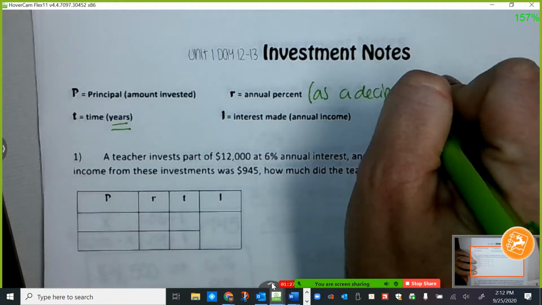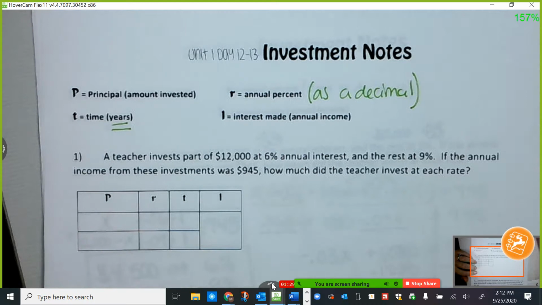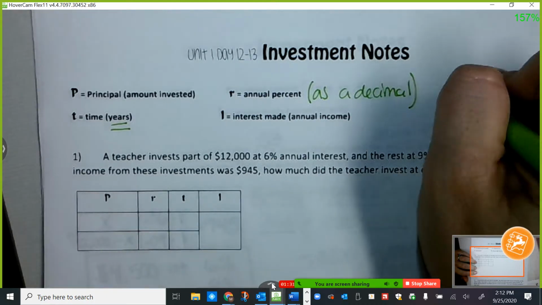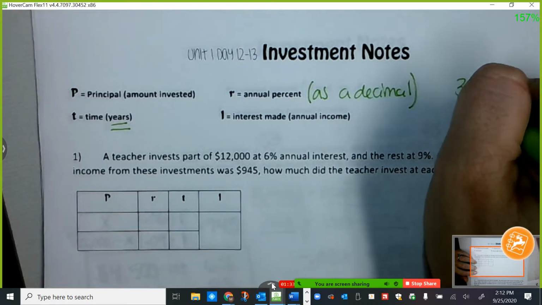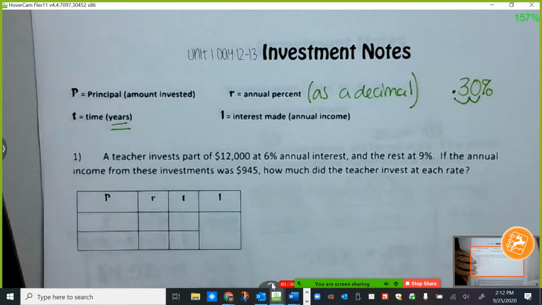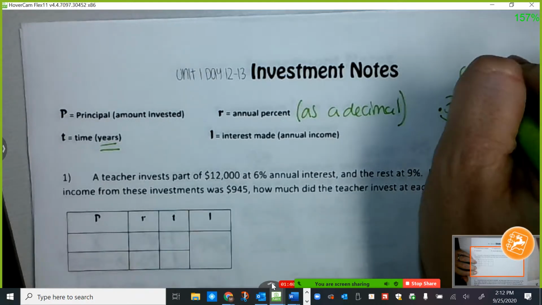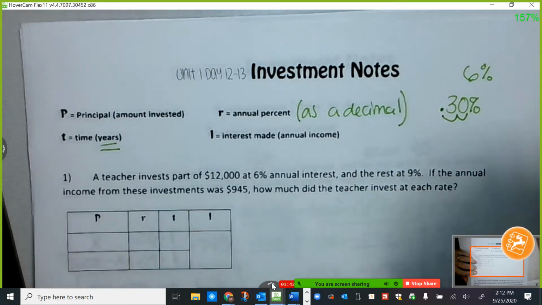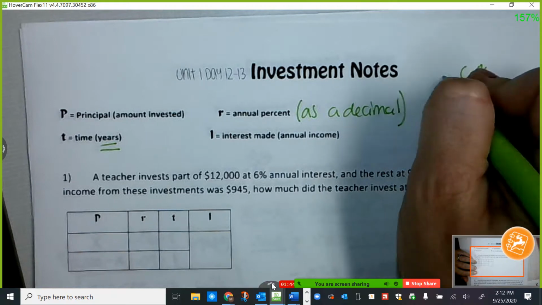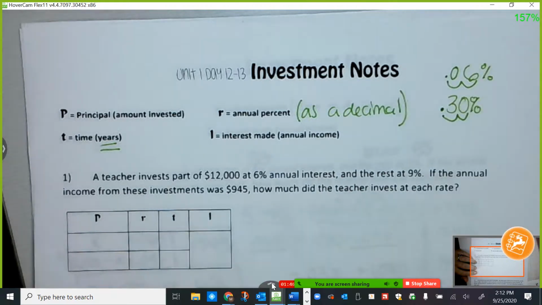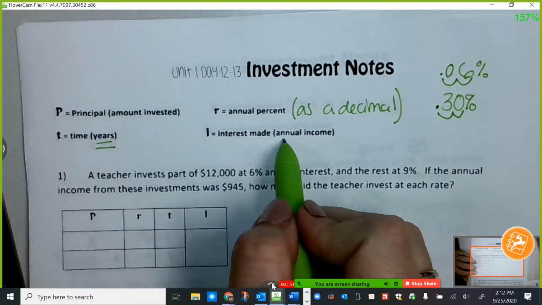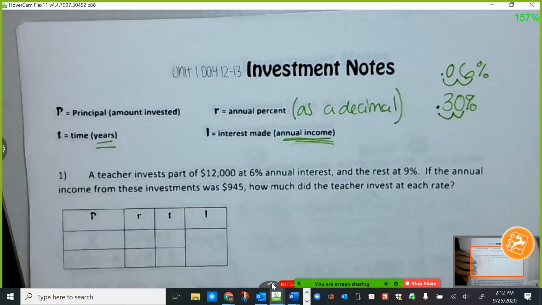How do you turn a percent into a decimal? So you move it to the left twice. So 30% would be 0.30. What about 6%? You move it to the left twice, and you fill any empties with a 0. So it'd be 0.06. So be careful with that. Okay, and then interest made is the money you made.